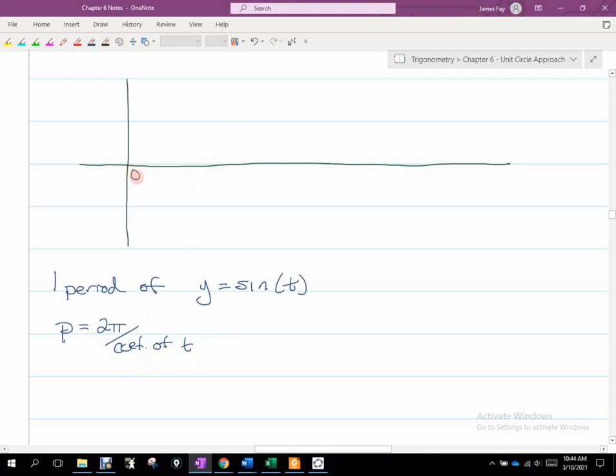I'm going to find 0, 0, and now everybody's graph is going to be a little bit different because you are going to define how big the period is. Okay? So I might go all the way out here and put 2 pi there. You might put 2 pi right there. Does that make sense?